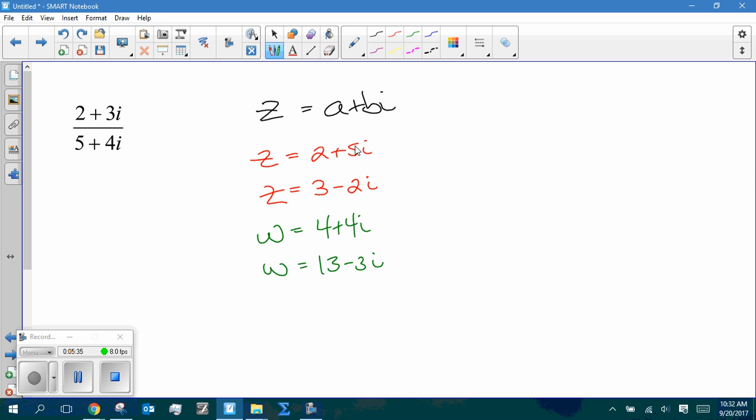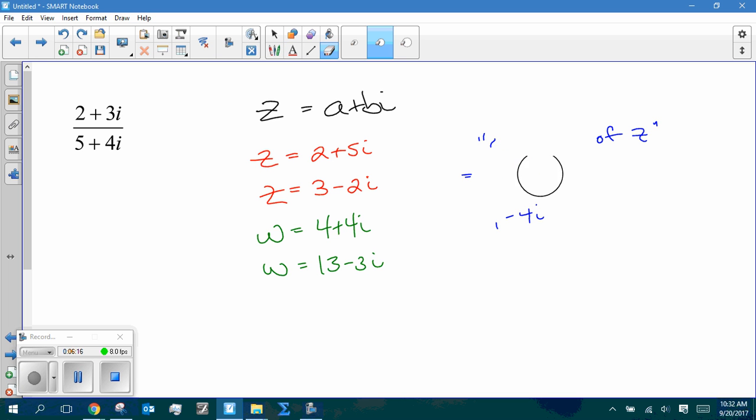They'll say if z is 2 plus 5i, then they'll say z bar. z bar is just a way of saying conjugate of z. So if z is 2 plus 5i, when they say z bar, they mean that is equal to 2 minus 5i. If they come down here and say w is 4 plus 4i, then w bar would be the conjugate of w, so 4 minus 4i. So that's one notation.